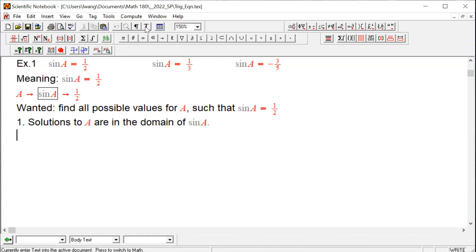And number two, the question is, how do we get them? Our solutions are in the domain of sine function. So what is the domain of sine? Well, the domain for sine is all real numbers. And so let's see how we're going to get those solutions.